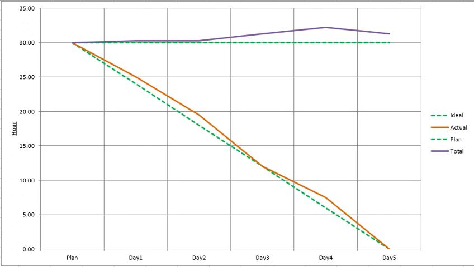Let us take an example of 30 hours and 5 days. The straight dotted green and purple lines specifically monitor the cost aspect of the project. By observing these lines, we can easily identify any fluctuations in the project's expenses.